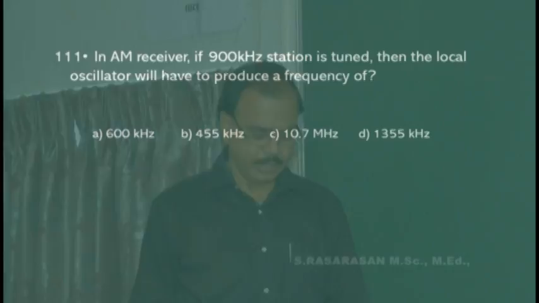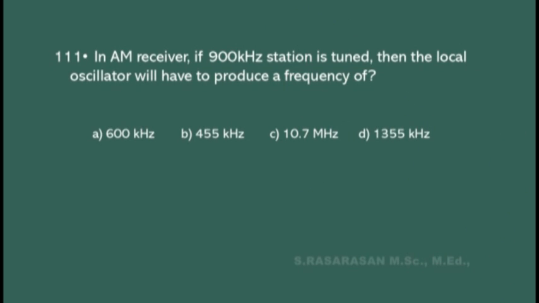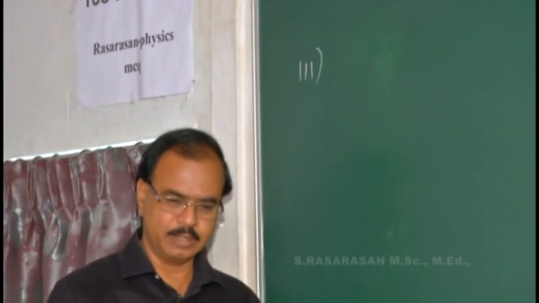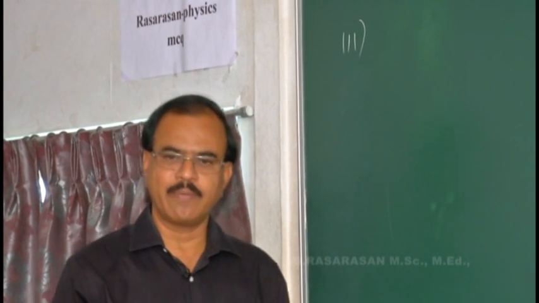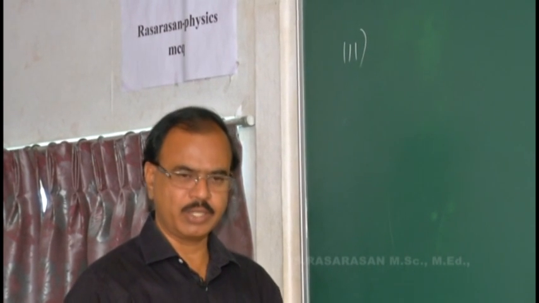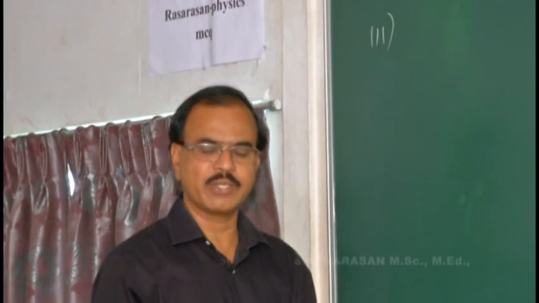நெக்ஸ்ட், இன் ஏஎம் ரிசீவர் இஃப் 900 kilohertz ஸ்டேஷன், ரேடியோ ஸ்டேஷன் is tuned, then the local oscillator will have to produce a frequency of dash. Say in this question, in AM receiver, amplitude modulation. In AM receiver, we know the intermediate frequency is a constant 455 kilohertz. In FM radio, FM receiver, it is 10.7 megahertz, which is a constant, IF. FM na IF 10.7. Whereas here it is 455 kilohertz.